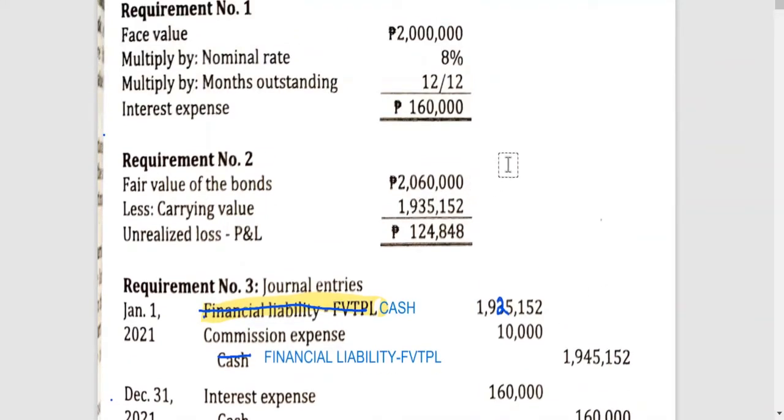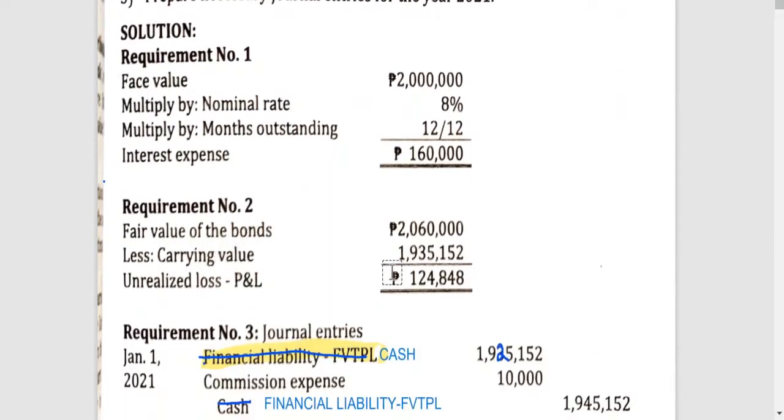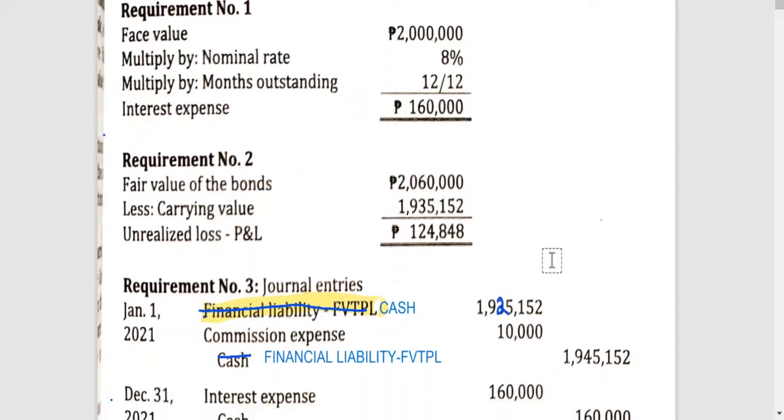And then, okay, the fair value of the bonds is 2,060,000. So increase here. However, the carrying value here is 1,935,152. So nisaka man siya ang value from 1,935,152 to 2,060,000. On our end, that would be unrealized loss.